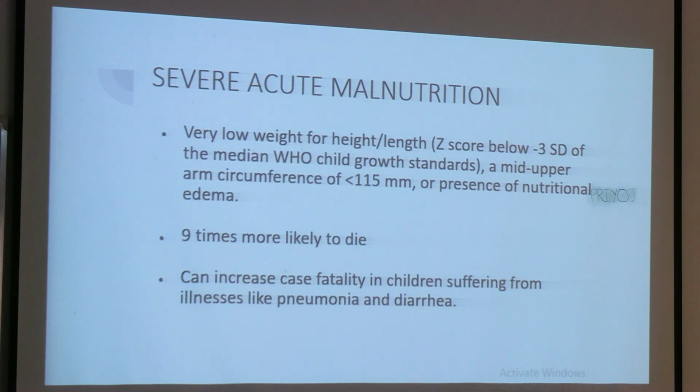So what are the criteria for severe acute malnutrition? Very low weight for height or length, Z-score below -3 SD of the median WHO growth standards. That is one criterion. Or if the mid-upper arm circumference is below 11.5 centimeter. Or there is a presence of nutritional edema, edema not resulting from other causes. If there is edema, especially in the limbs, then there is the diagnosis of severe acute malnutrition or SAM.